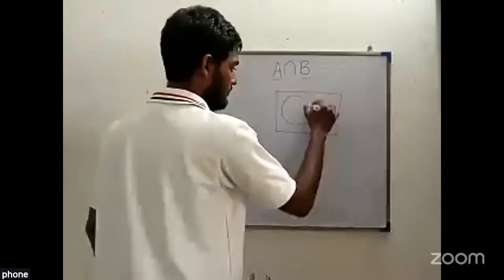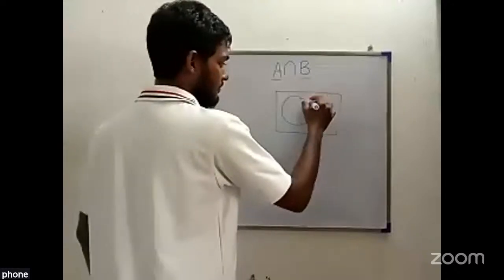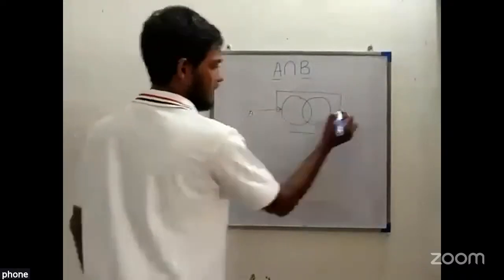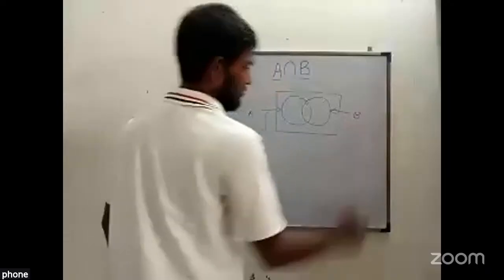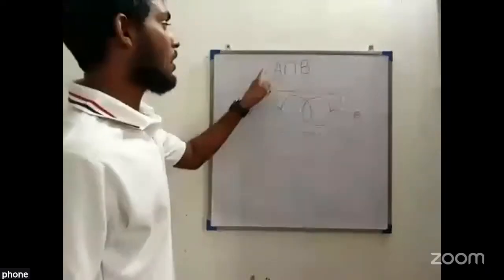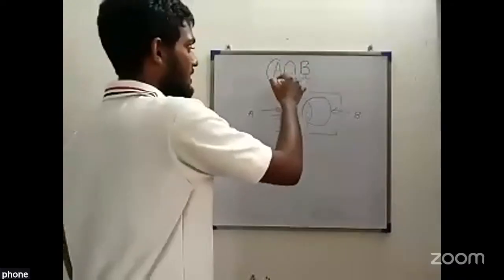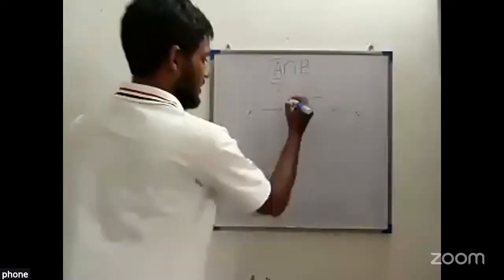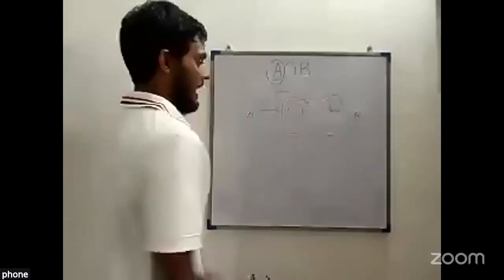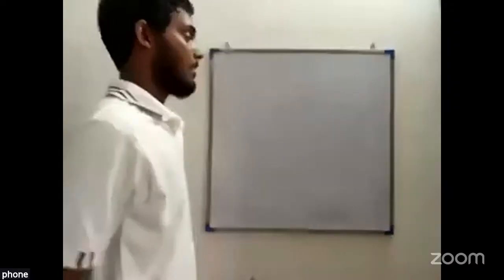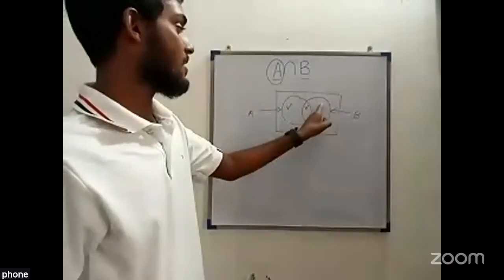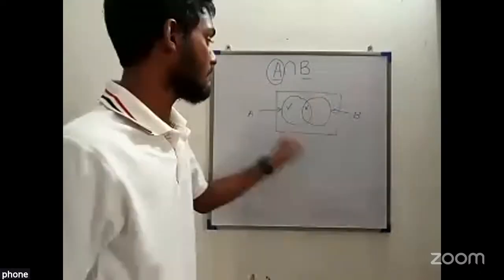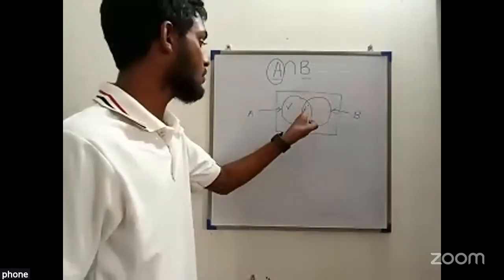This is A. This is B. First of all, we tick the elements for A. Which region belongs to A? This region belongs to A, and this region also belongs to A. Now, this region doesn't belong to A because it belongs to B. And this region is also not A; it's outside of A. So we can't tick it for A.